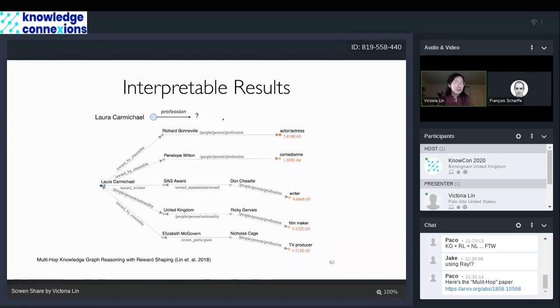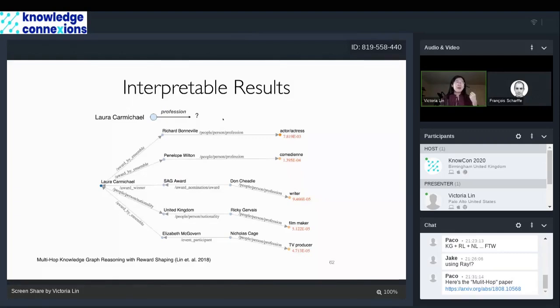And if we look into the paths, I think the paths mostly represent relations such as, Laura is a winner of the SAG award, and Don has also won the SAG award before. So Laura and Don should have the same profession. Or Laura and Richard have jointly won an award together. So Laura and Richard should have the same profession. So these are all very intuitive and informative reasoning paths, which is great.